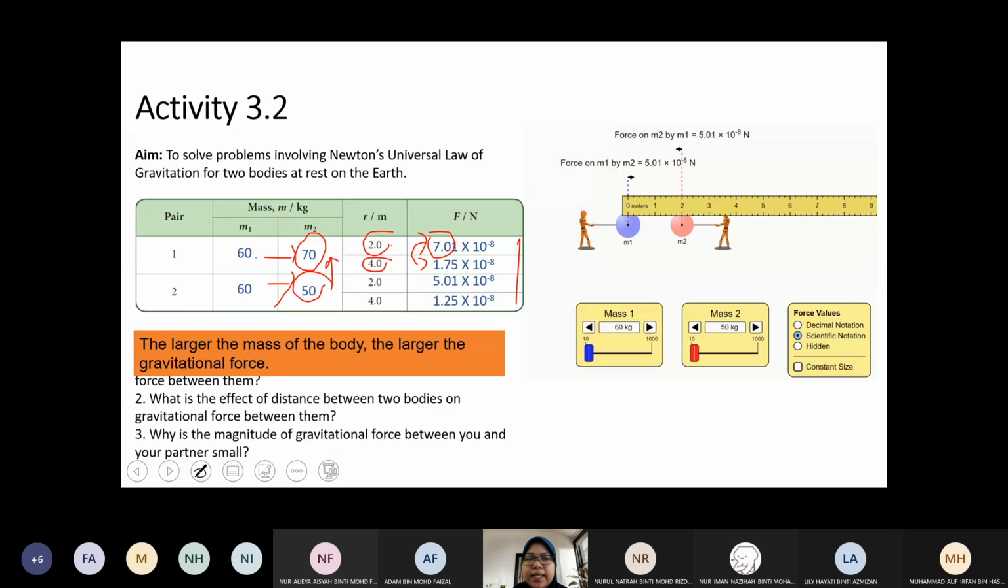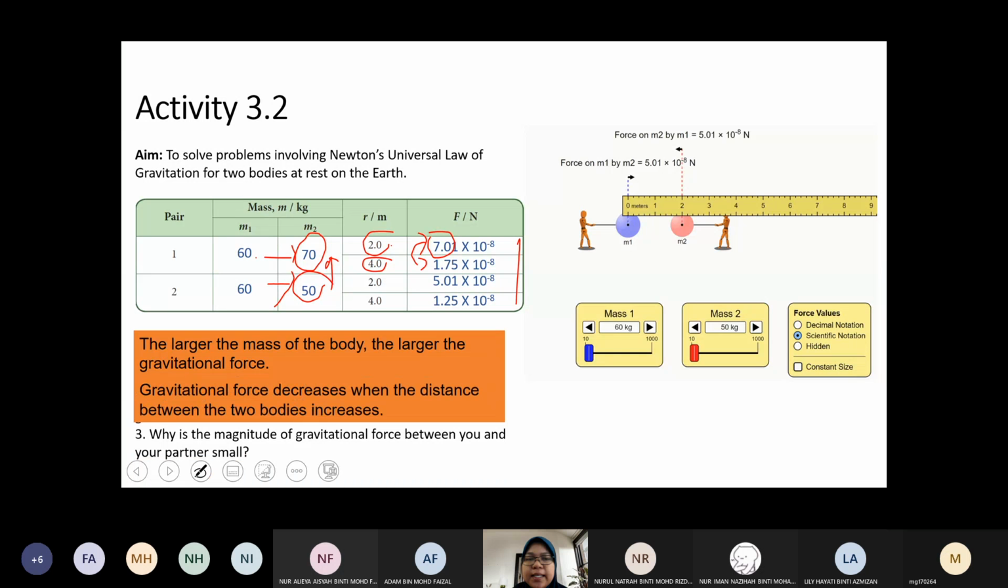The higher the distance, the smaller the force. Exactly. Well done. Woohoo.